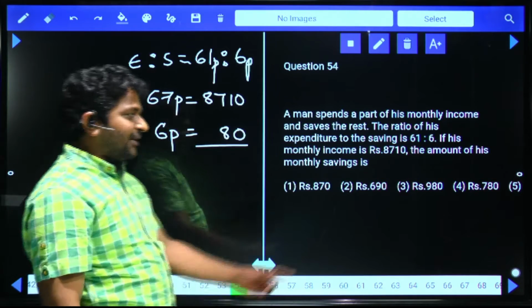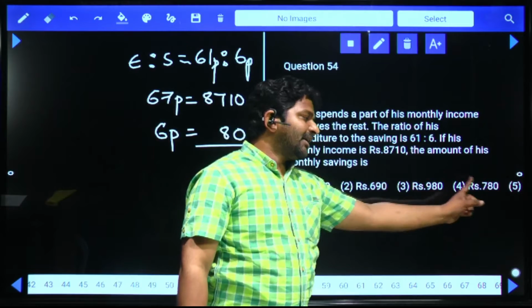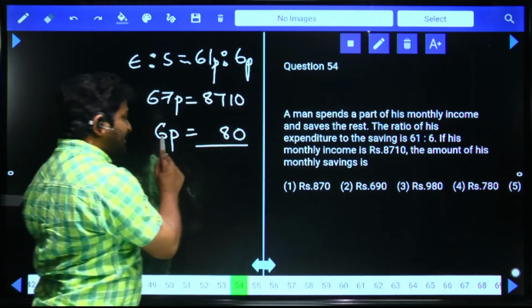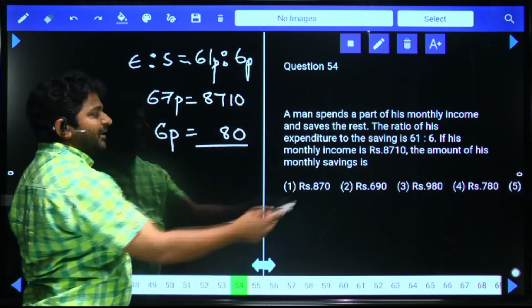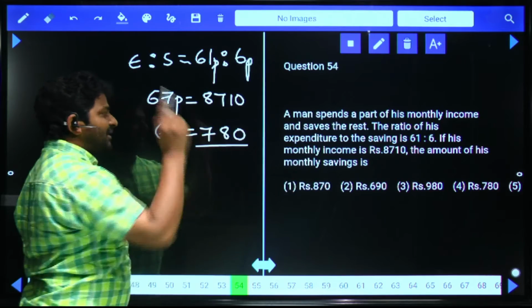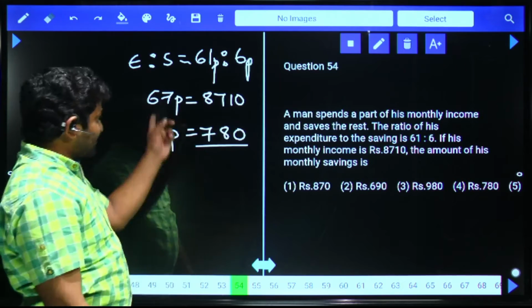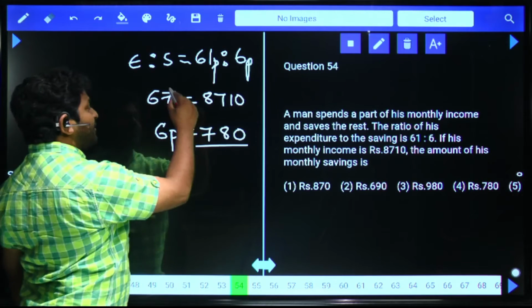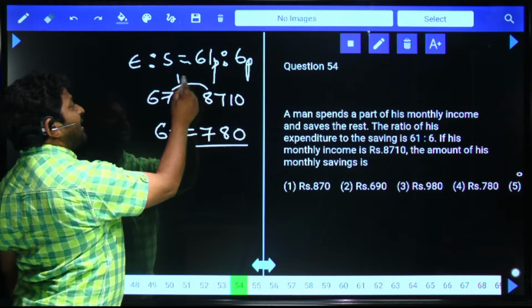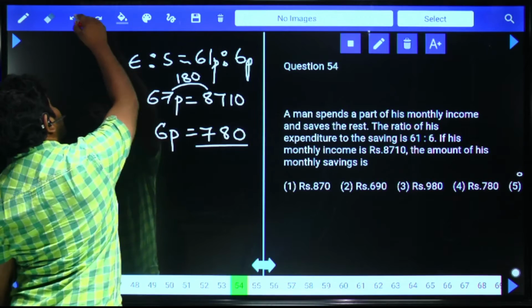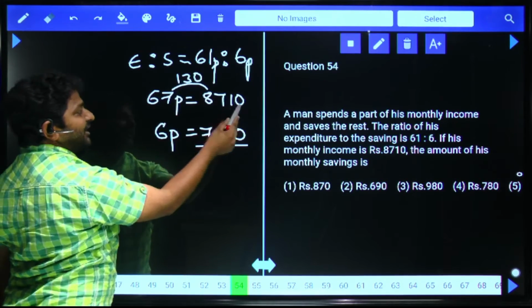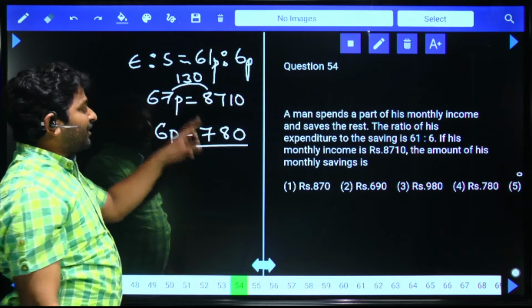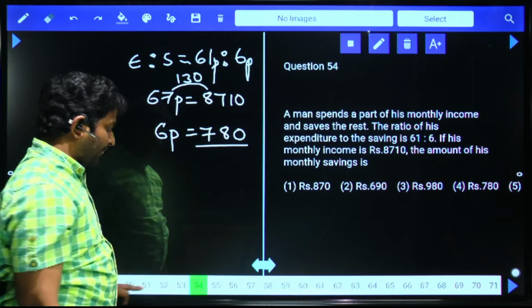How many options are there? 2 options are there, 980 and 780. But 6 parts is a multiple of 3, so the value here must also be a multiple of 3. 980 is not a multiple of 3, so 780 is the final answer. Otherwise we have to calculate how many times it is, which is 130 times. 67 times 130 is 8710, and 6 times 130 is 780 rupees.